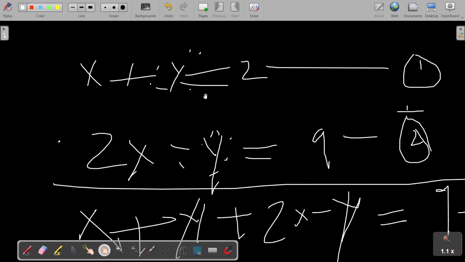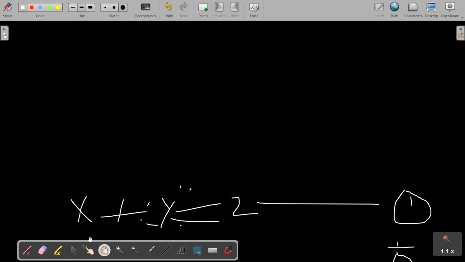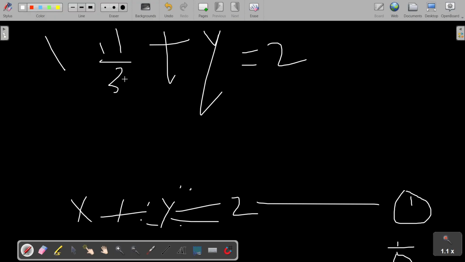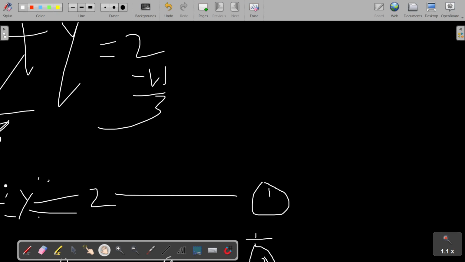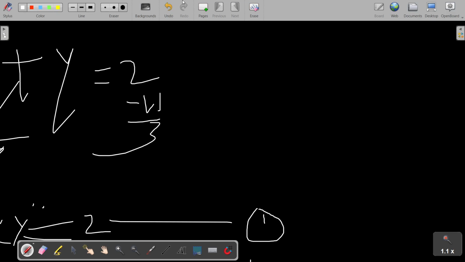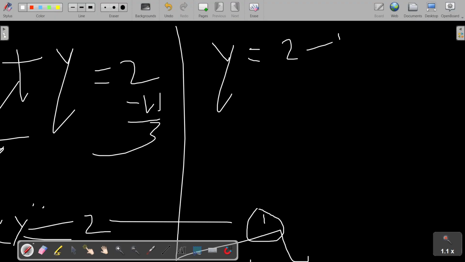Let's plug into equation number 1. It looks simple. So x is 11 over 3, plus y is equal to 2. We only want y, so I'm going to subtract 11 over 3 from both sides. This will get cancelled. We are left with y is equal to 2 minus 11 over 3. So this is the value of y.